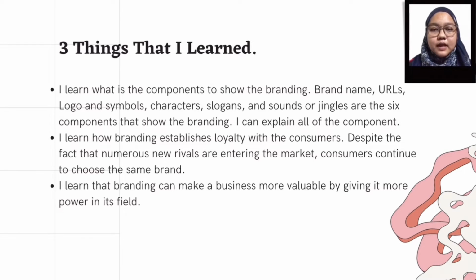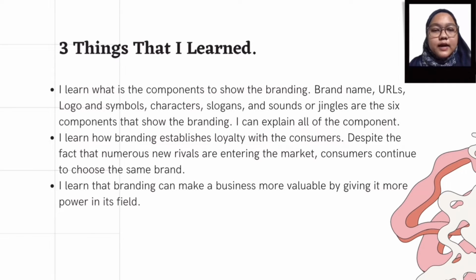Nestle is the brand name of the company, and the company also has a website link which we call URLs. They also have the logo and the symbol on all their products, and the logo has a character of Nestle, which is a bird giving food to its chicks. The character means that the company provides products to families. This brand also has a slogan, which is Good Food, Good Life, which means getting good food will give a better life. So, this example gives me more understanding of each component of branding.